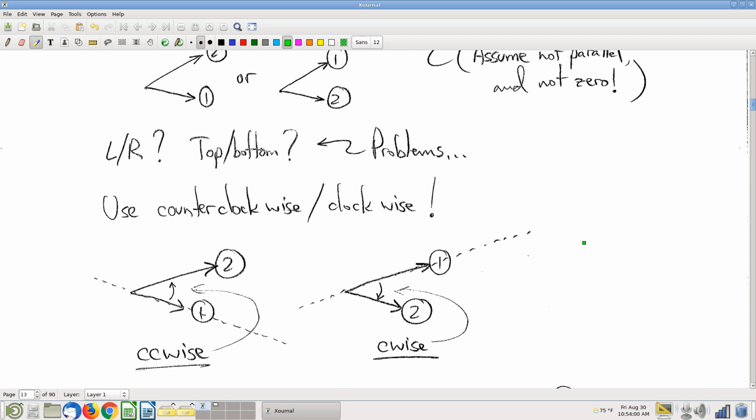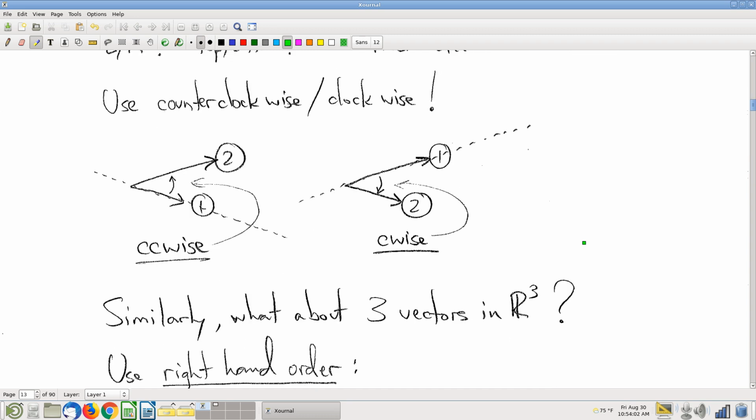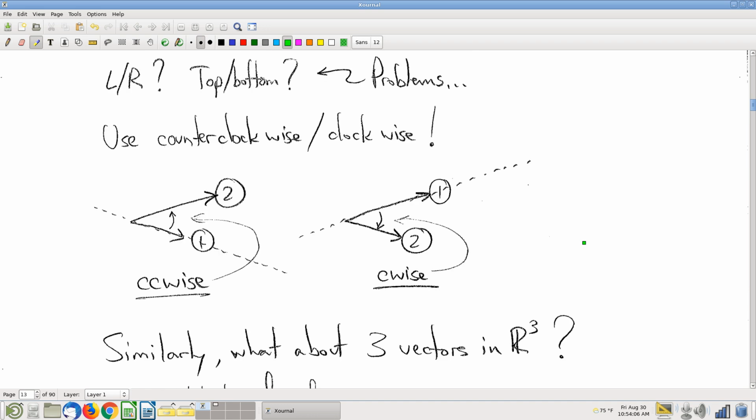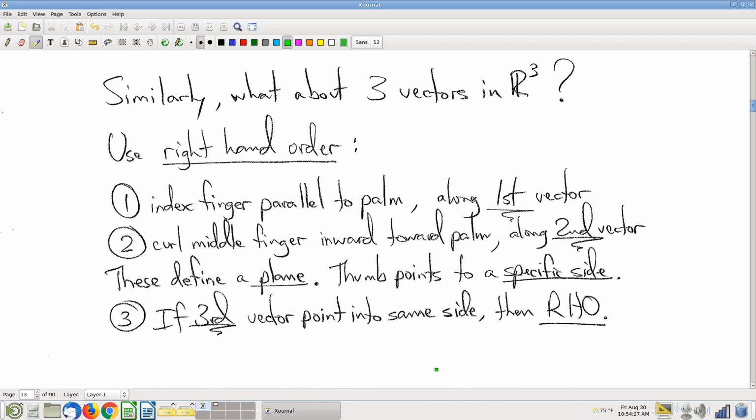Okay. All right. Who cares? It's a long story. We're going to get there. Okay, analogous question. What if you have, instead of 2 vectors in 2 dimensions, 3 vectors in 3 dimensions? Is there a notion of clockwise, counterclockwise in 3 dimensions? It's subtle, so I'm just going to show you the answer. It's called right-hand order, and these pictures are really hard to draw, so I'm going to hand wave literally.